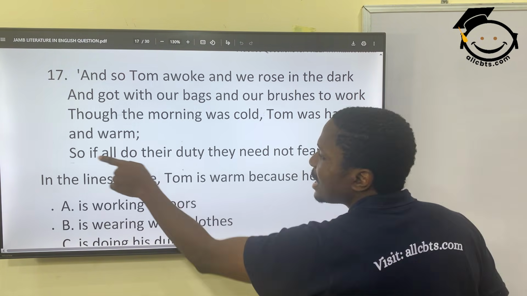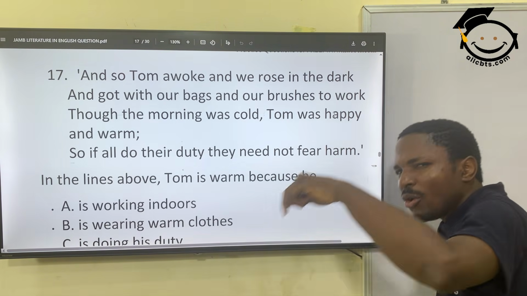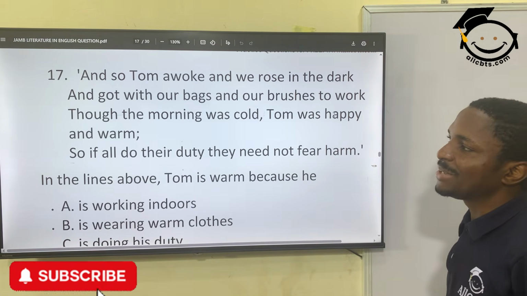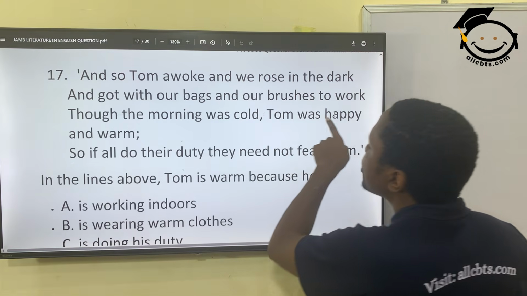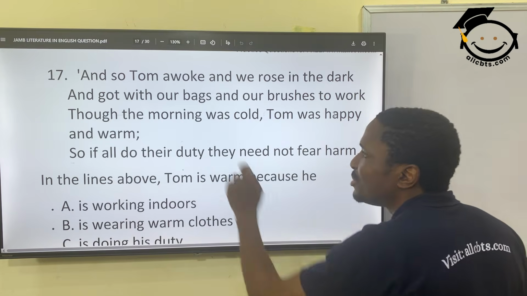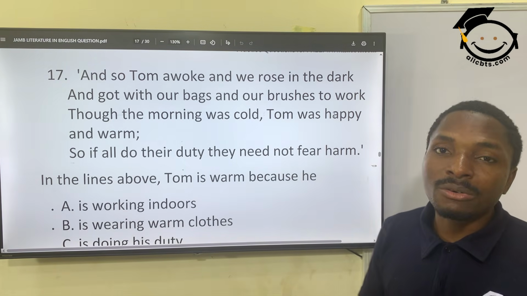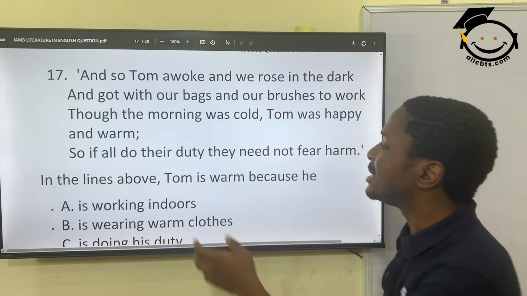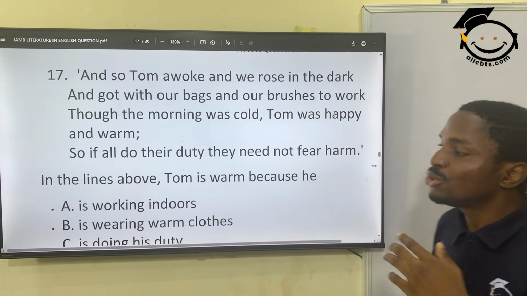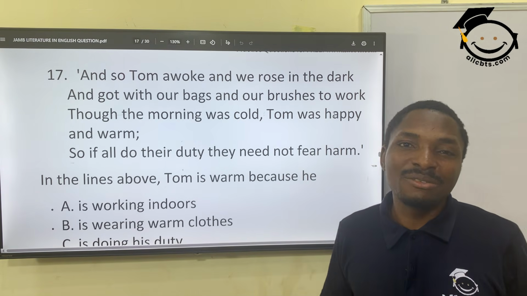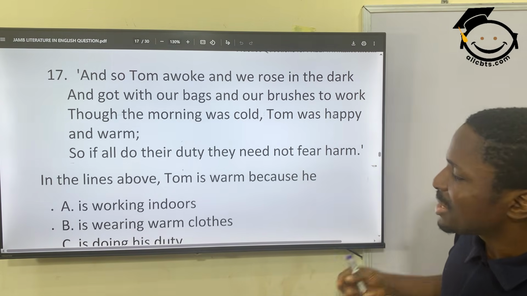So this last line gives understanding or appreciation to this line. Though the morning was cold, Tom was happy and warm. Why was he happy and warm? Not because the morning was cold. So it's not a literal understanding. This helps us understand why Tom does his duties well. He does what he should do, so he's not scared of anything at work.